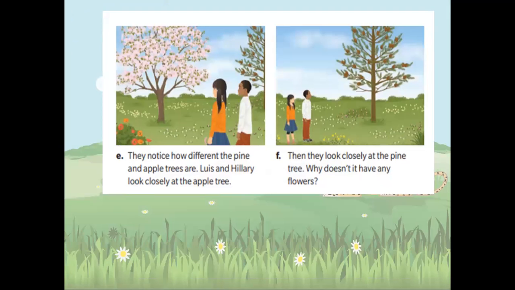So as they were comparing them, they found so many differences between them. Lewis and Hillary look closely at the apple tree, then they look closely at the pine tree. They ask themselves, why doesn't it have any flowers? Where can we get its seeds? Or where can we find seeds if it doesn't have flower? And if it doesn't have flower, that means it will not make fruit because fruit comes from a flower.